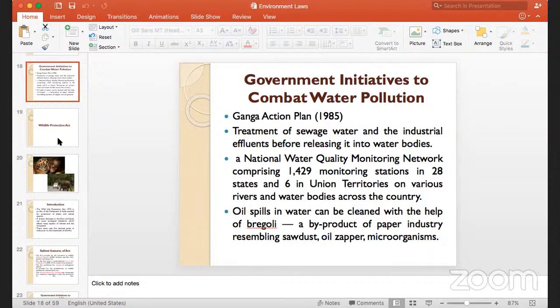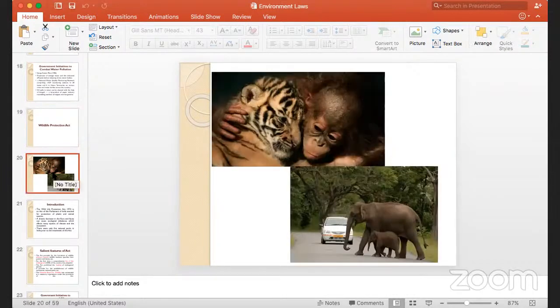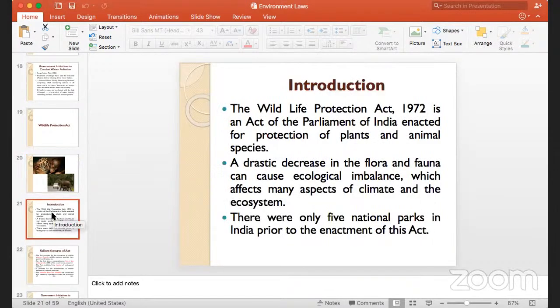Okay, now look at the third act, which is the Wildlife Protection Act. When we studied biodiversity and conservation in the last semester, you must remember the different threats to wildlife: poaching, loss of habitat, industrialization, advent of agricultural land into forest land. All of these are threatening biodiversity and also threatening wildlife.